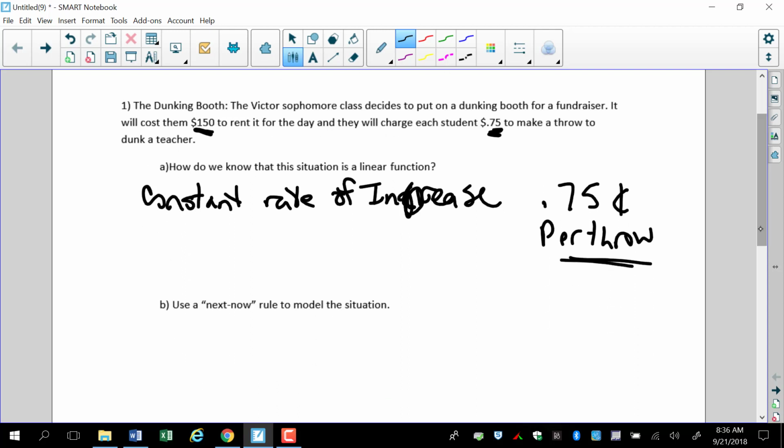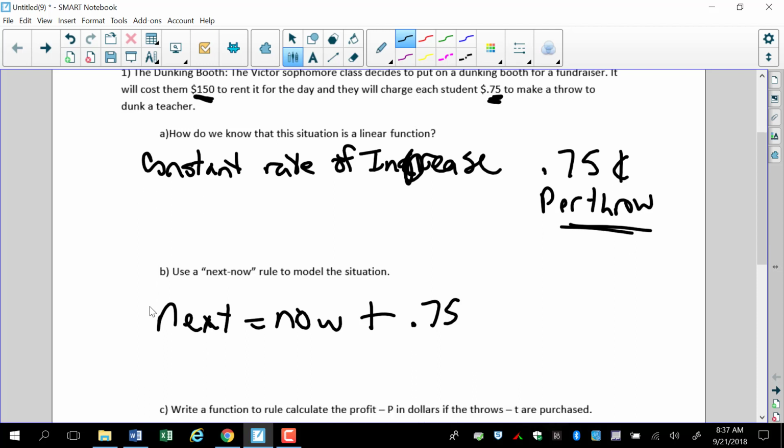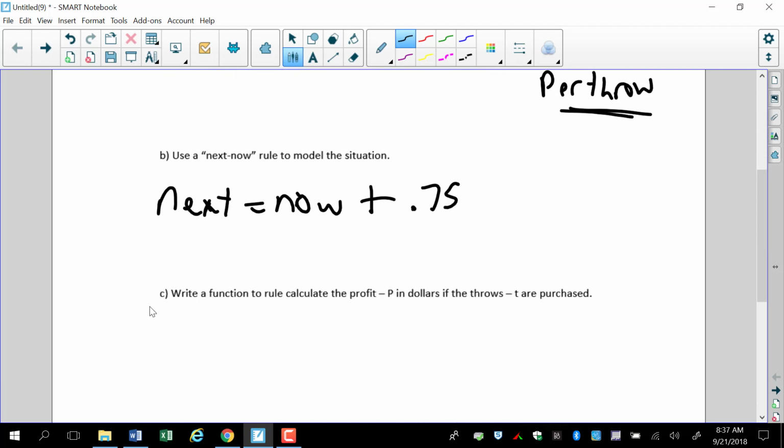Now the next now rule just tells us how do we get to the next amount? We just take what we have now and we're going to add 75 cents. And that's all the next now rule is. A lot of times how you're thinking is I make 75 cents for one, $1.50 for two, $2.25 for three, and so on. That's all the next now rule is. We'll be using this a little bit more as we go forward in the unit. And write a function rule.